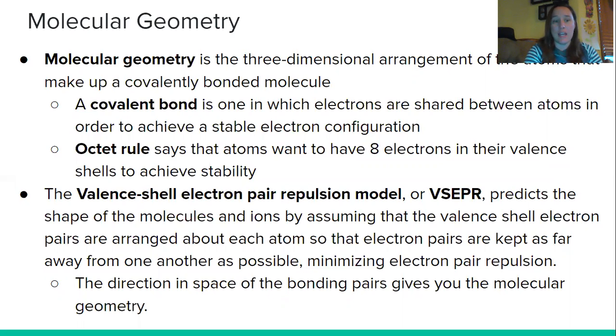The valence shell electron pair repulsion model, or VSEPR, predicts the shape of molecules and ions by assuming that the valence shell electron pairs are arranged about each atom so that the electron pairs are kept as far away from one another as possible, minimizing electron pair repulsion. And the direction and space of the bonding pairs is what gives you the molecular geometry.